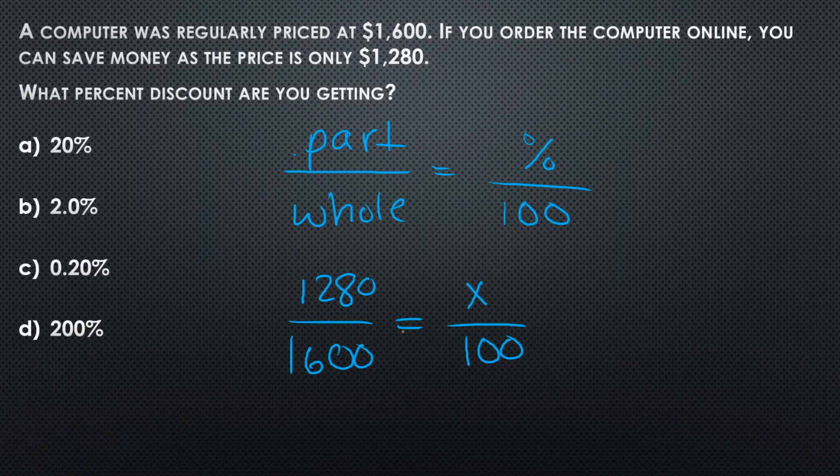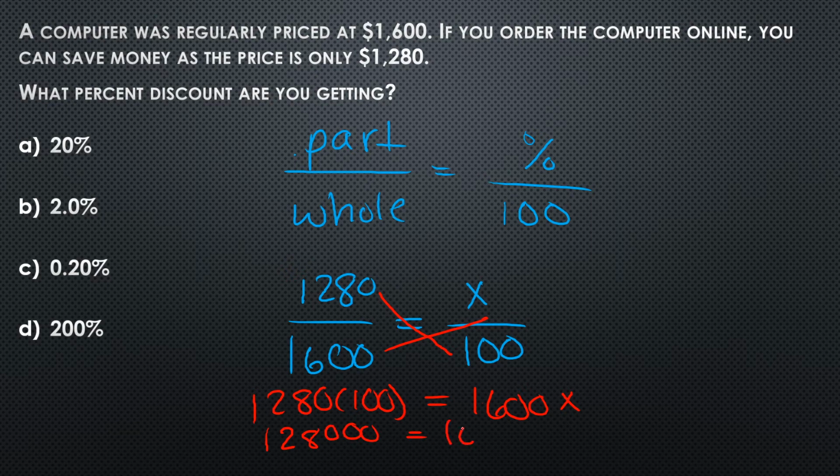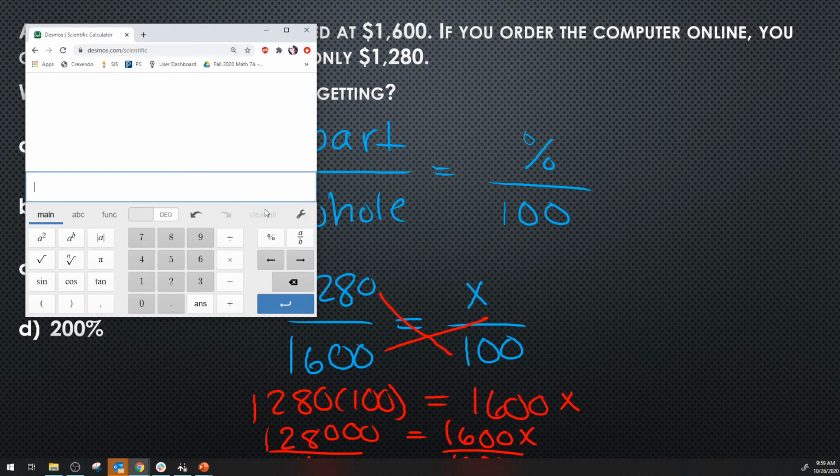So next is going to be our multiplication, cross multiplying. So 1,280 times 100. Put my equal sign. Then I'm going to multiply the other way. So 1,600 times x. Let's multiply this out. Again, feel free to type this into a calculator to make sure that you are not missing any zeros. And then once we multiply it out, I'm going to divide by the number next to my variable. So I'm going to be dividing by 1,600 on both sides. And I can type that into a calculator.